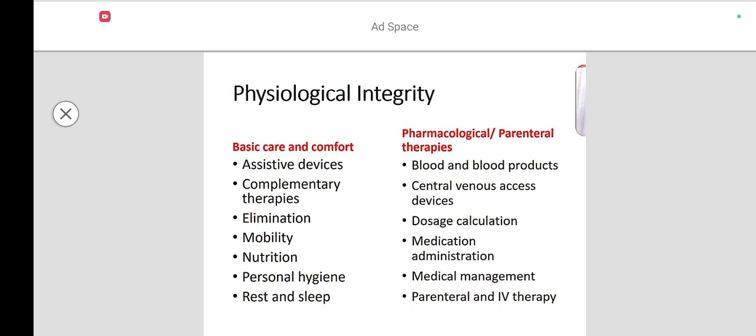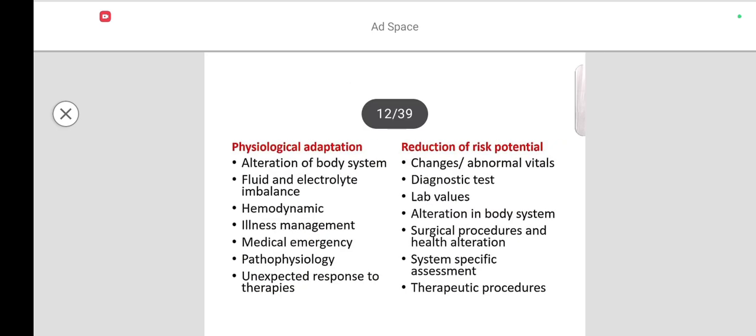Next, pharmacological and parenteral therapies: blood and blood products, central venous access devices, dosage calculation, medication administration, medical management, parenteral and IV therapy. These are all included in pharmacological and parenteral therapies. This is all about physiological integrity. Next, physiological adaptation: alteration of body systems, fluid and electrolyte balance, hemodynamics, illness management, medical emergency, pathophysiology, unexpected response to therapies. Next, reduction of risk potential: changes and abnormal vitals, diagnostic tests, lab values, alterations in body systems, surgical procedures and health alterations, system specific assessment, therapeutic procedures.